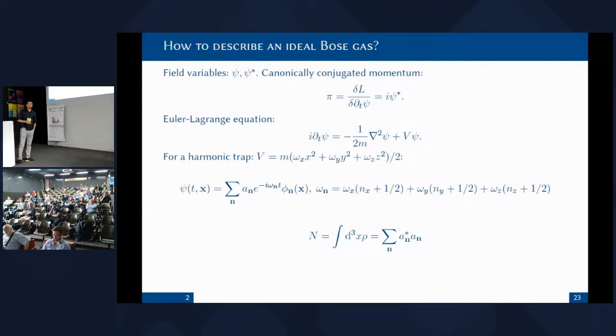The advantage of using Fourier decomposition for writing the wave function is that if we now calculate the total number of particles in our gas, we just integrate the density, and we get this very well-known expression. So for each vector n, this pair of complex numbers, when we take the absolute square of it, gives us some contribution to the total number of particles.